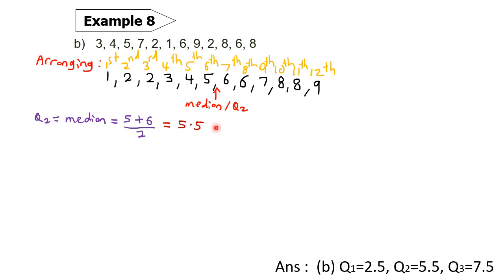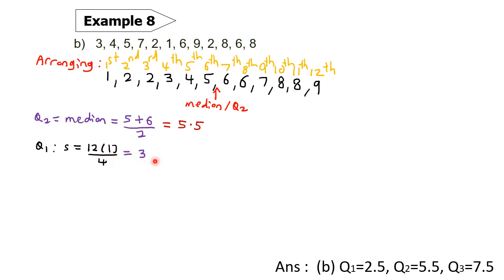It's 5.5. Okay, so that's for the median. And remember, this step is only for the median. For other quartiles, you have to use the formula nk over 4 first, okay? So for the first quartile, first we find the S, that is the formula nk over 4. So here n is 12. For the first quartile, k would be 1 over 4.